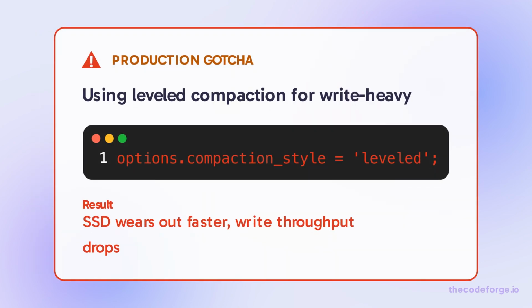Leveled compaction can cause 10-30x write amplification, meaning each byte written is rewritten multiple times. For write-heavy workloads, this can wear out SSDs quickly and reduce throughput. Consider size-tiered compaction for write-heavy scenarios.